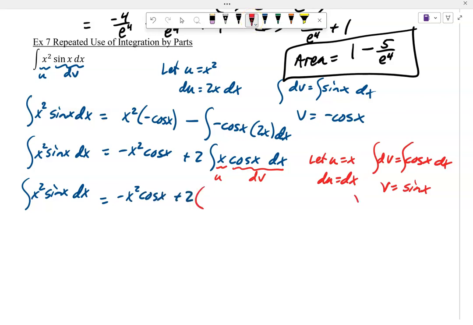And then I'm going to put in my uv minus the integration of v du. Let me distribute that as well.